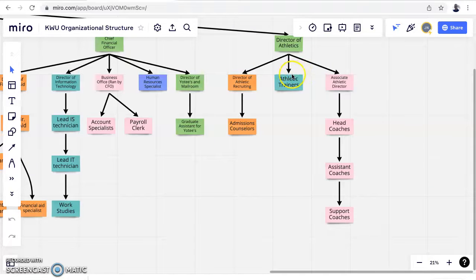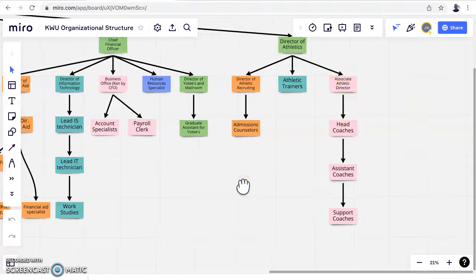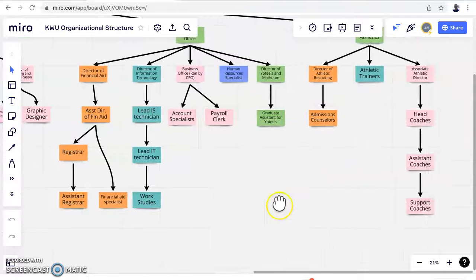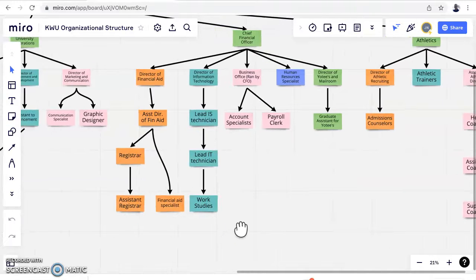Athletic trainers. Athletic training is another department, and there's just athletic trainers there. There's no real director for that. And then we have the actual athletics parts, which has the associate athletic director, below the director of athletics, and then head coaches, assistant coaches, and all the support coaches like offensive coordinators, defensive coordinators, all those things.